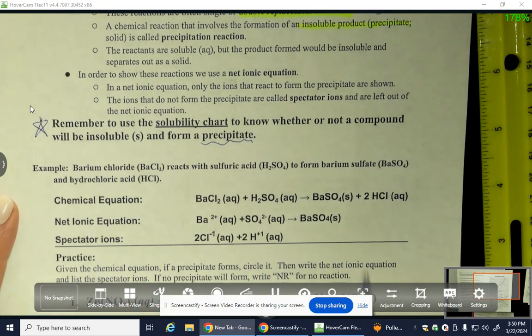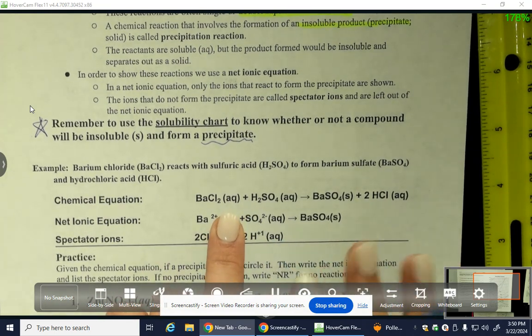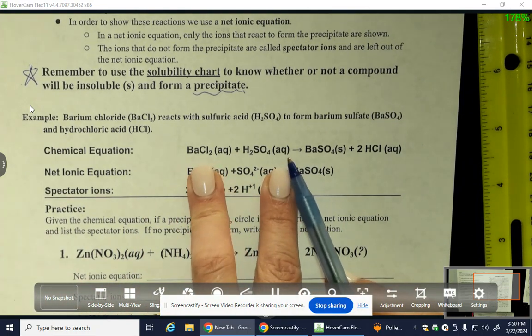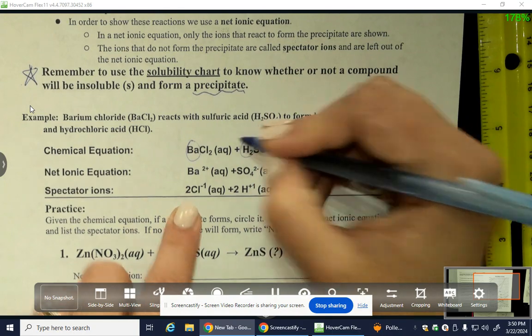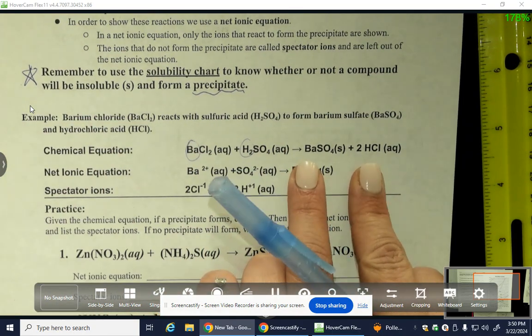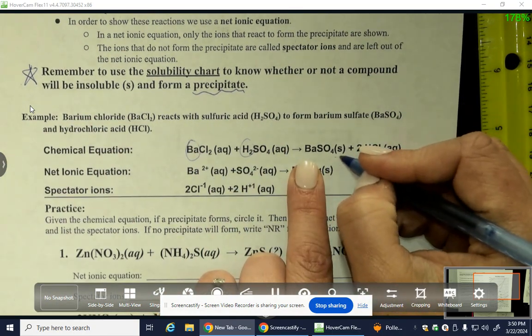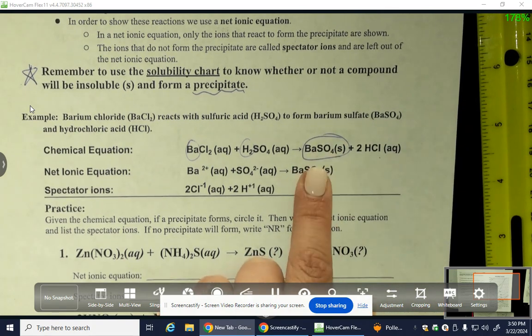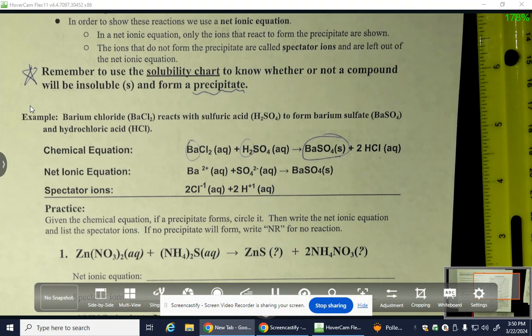Then there's this little example, but I want to point your attention to the states of matter. You see that we have aqueous, those are my two reactants, and then you see that barium and hydrogen switch spots, right? And now we have one that is a solid and one that is aqueous. That's our precipitate, the one that turns out to be solid. You've got to know how to distinguish which one is a precipitate, because that's the only way that a chemical reaction actually occurred. Make sense why we're doing it?